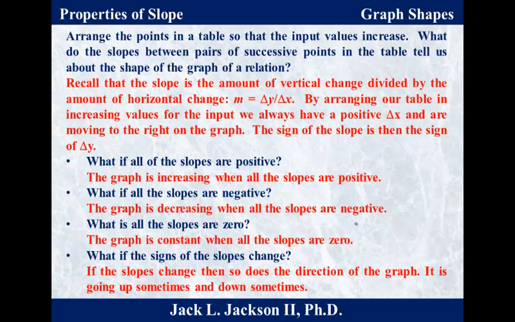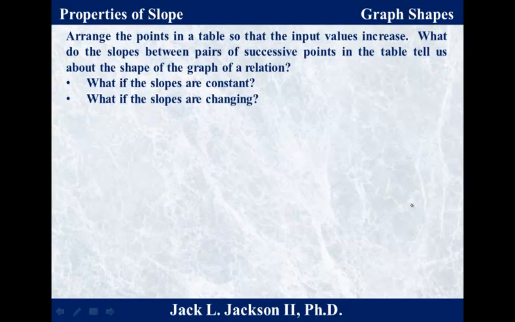If the signs of the slope change, some positive, some negative, that means sometimes it's going up, sometimes it's going down. So it's not consistently increasing or decreasing. What if the slopes are constant, and what if the slopes are changing? What do we know about that?